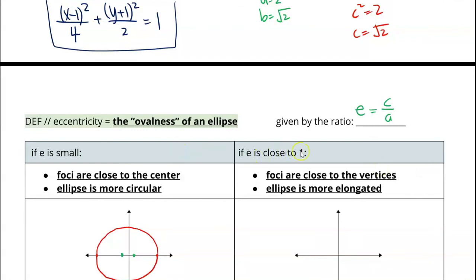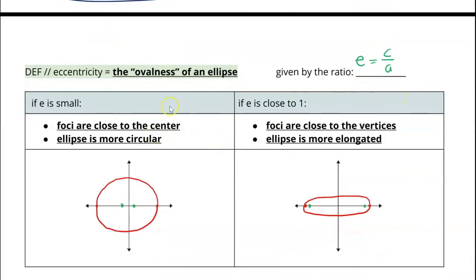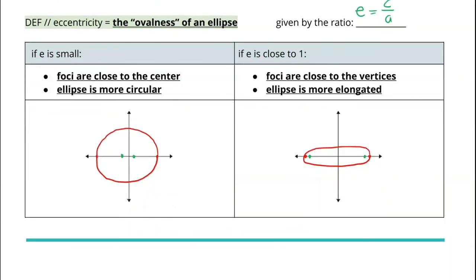If your e value is close to 1, that means that your c value is close to your a. These are close in number, so maybe the a values are still here, but the c values are way closer to that. That's going to give us a skinnier ellipse, and it's going to be more elongated. So we can look at the e value to help us tell how oval it's going to be, more circular or more elongated. All right, that is it for 10.3.